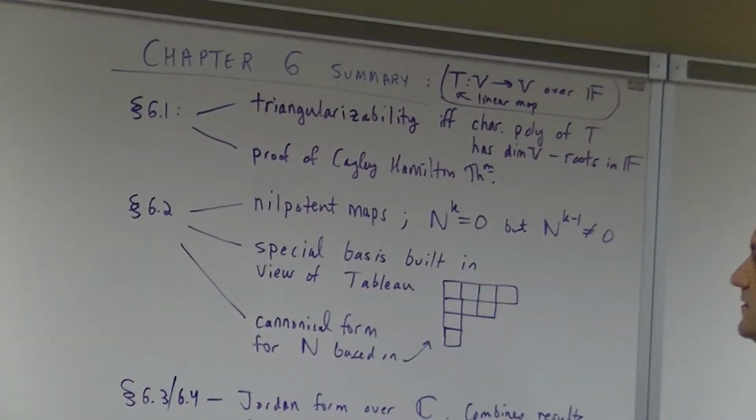Section 1, we discussed triangularizability. Basically, the result proved in section 1 of chapter 6 is that if you have a linear transformation on a finite-dimensional vector space over a field F, and it is such that the characteristic polynomial has as many roots as the dimension of the space, then you can find a basis, and with respect to that basis, you can make the matrix for that linear transformation be upper triangular.